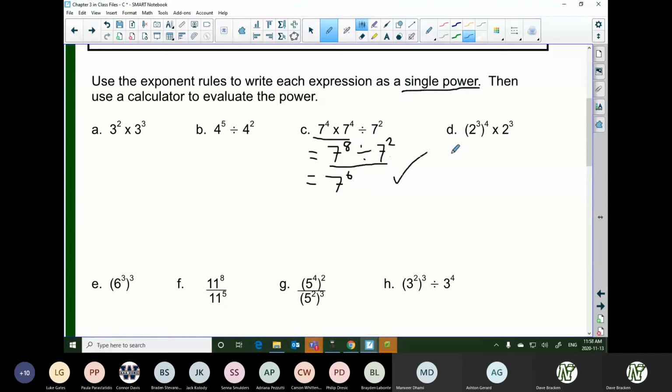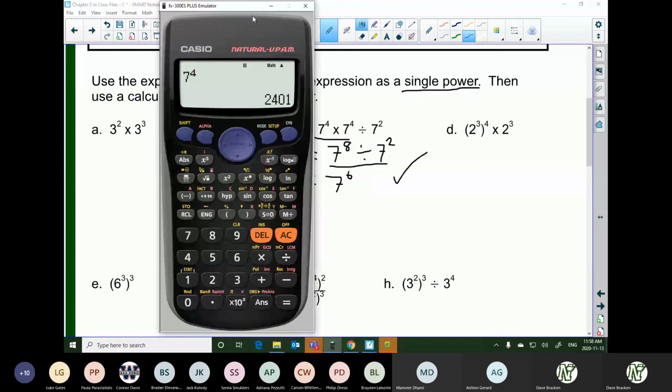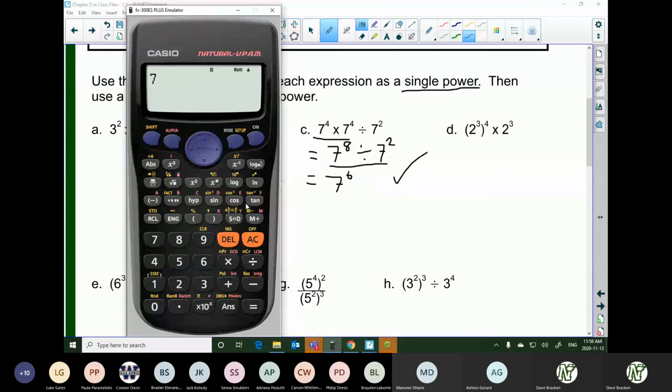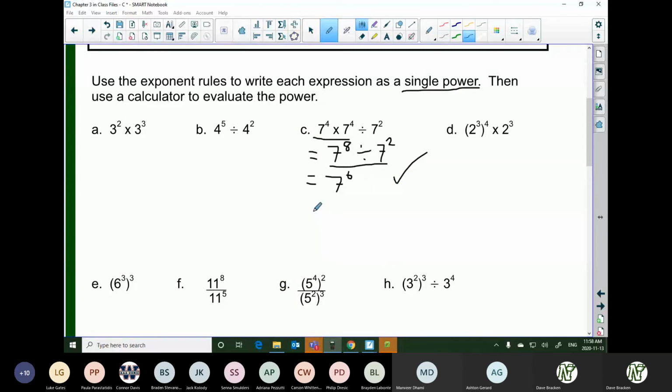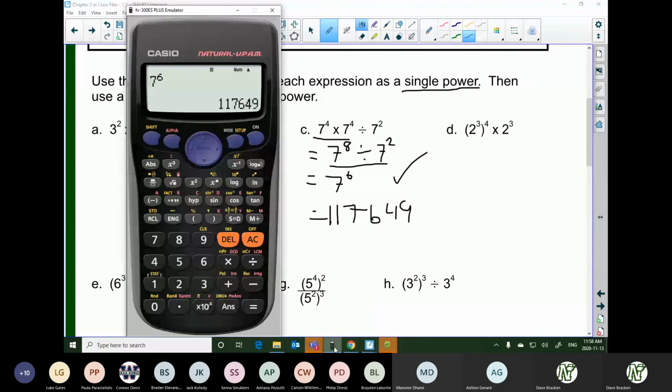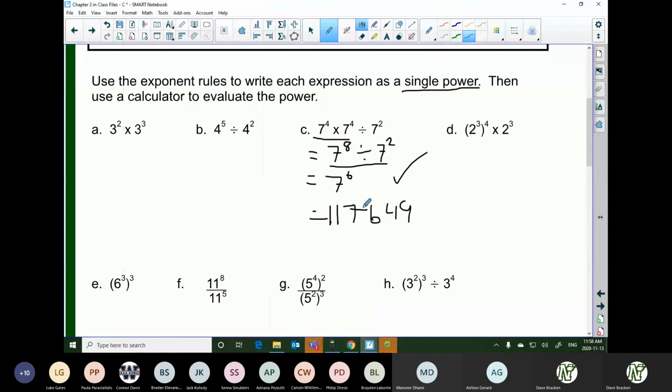This is your first mark. Then it says to use a calculator to evaluate. Then you would go and say 7 to the exponent 6 equals, and you would write this number underneath. 117649, I believe is what it is. Yep. That's how you would get your final answer. But you must write this single power first. Is everybody okay with that?